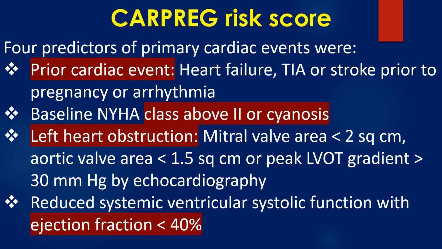2. Baseline NYHA class above 2 or cyanosis. 3. Left heart obstruction, mitral valve area less than 2 square centimeter, aortic valve area less than 1.5 square centimeter, or peak left ventricular outflow tract gradient of more than 30 mm of mercury by echocardiography. 4. Reduced systemic ventricular systolic function with ejection fraction less than 40%.